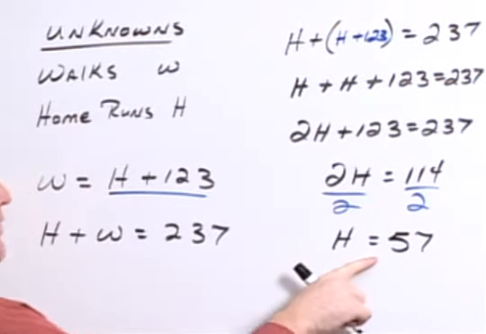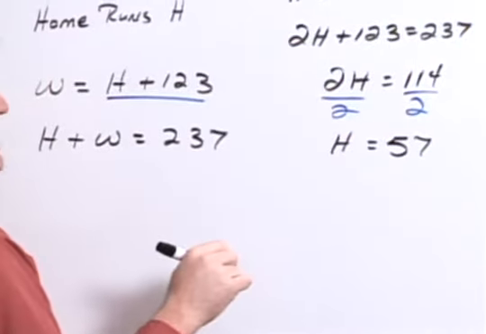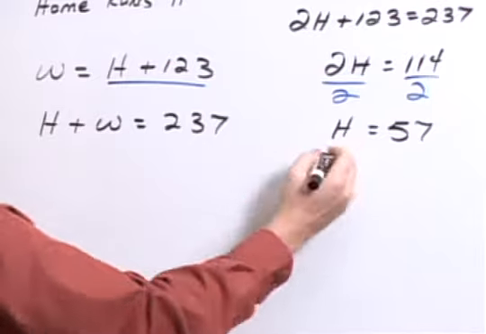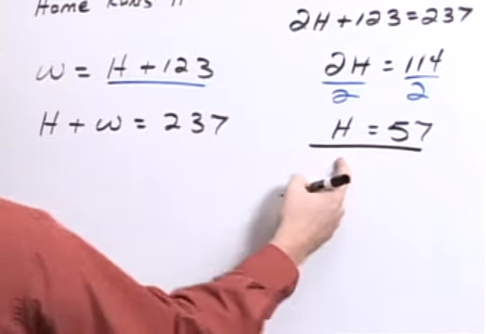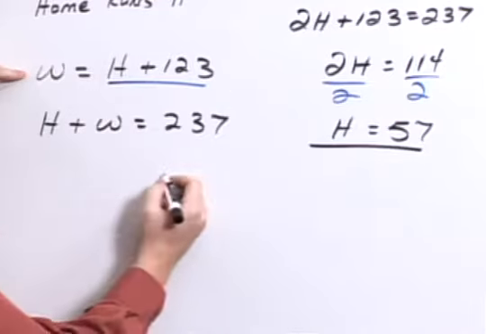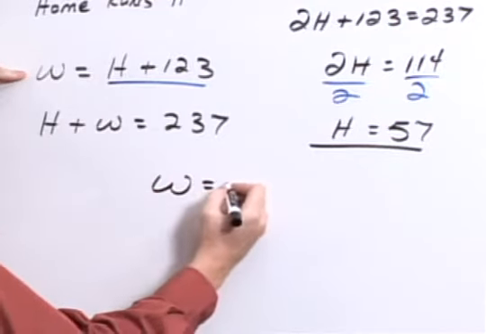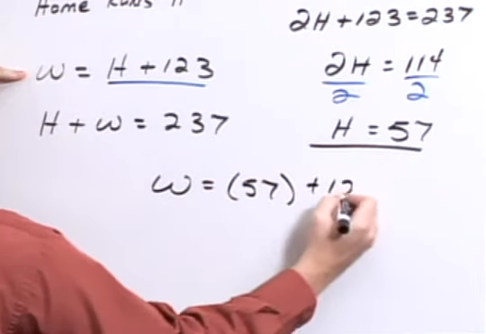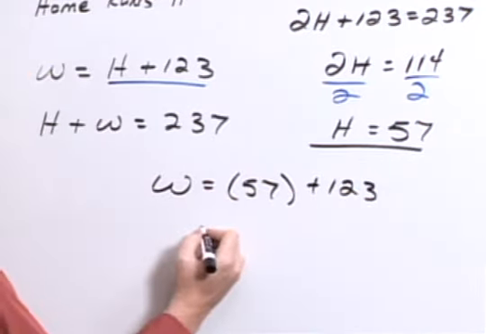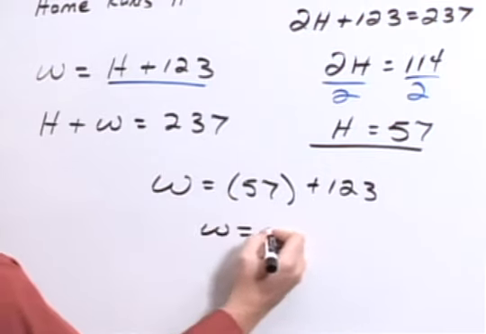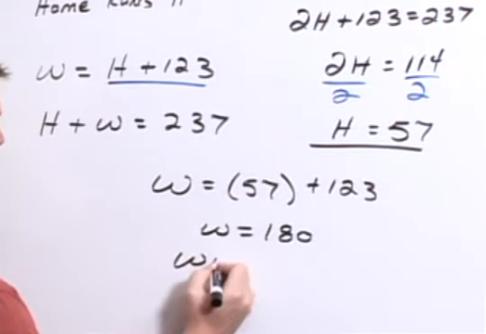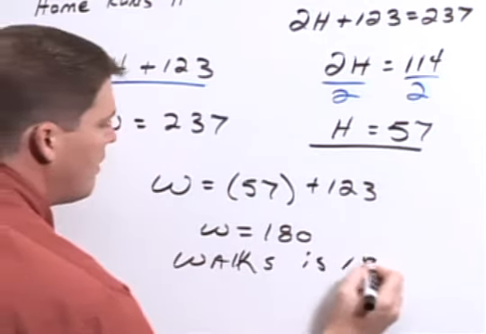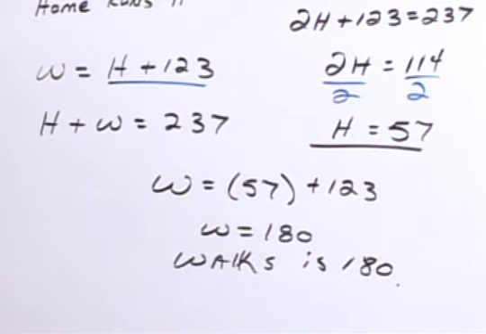Well, that's great to know, except that if I look at the problem, it doesn't ask me how many home runs they had, but rather how many walks. But I can use this information then, and my first equation, to find that answer. W equals H plus 123. So the number of walks would equal 180. So the number of walks is 180.